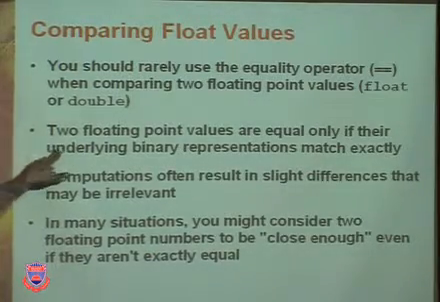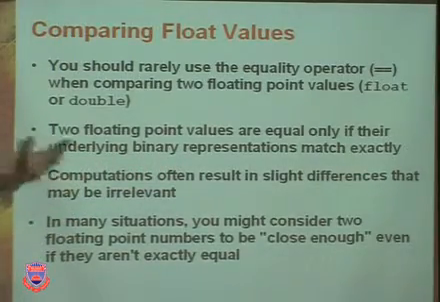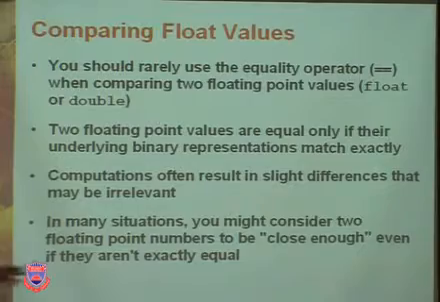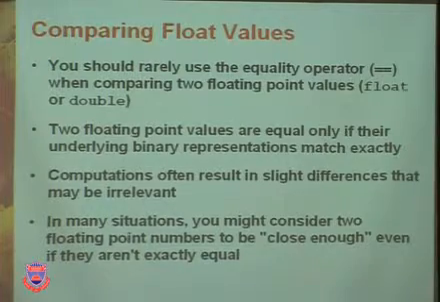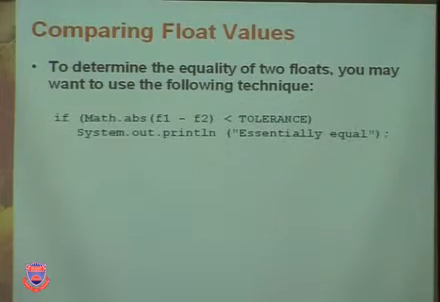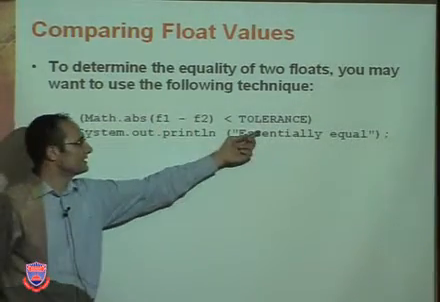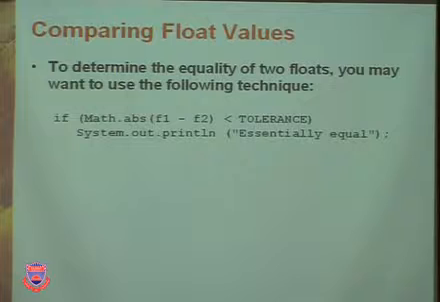Two floating point values are equal only if their underlying binary representations match exactly. So it is hard to get those two to match exactly. So most of the time, you would like to have a close enough result if their difference is less than a certain threshold. So that's usually what is being done. If the absolute difference of two floating point numbers f1 and f2 is less than the tolerance, let's say 10 to the minus 6, then you say they're essentially equal. However, again, if you're running a scientific experiment which is so sensitive to this kind of comparison, you have to be more careful, and they have different methodologies to do that.